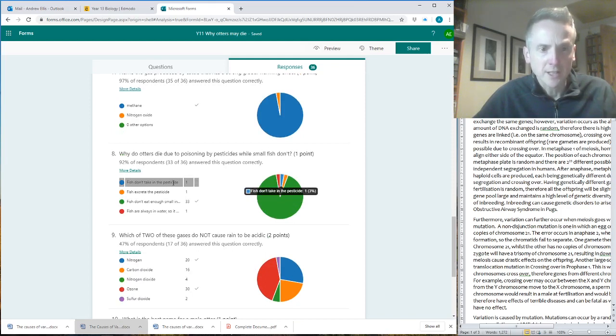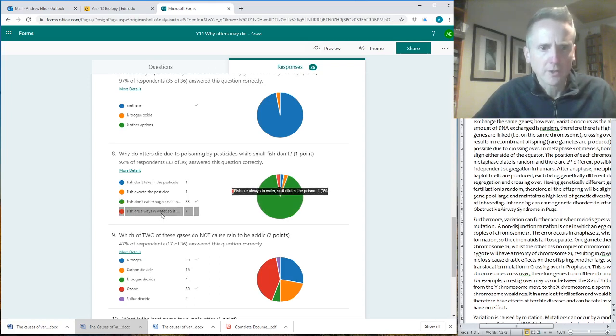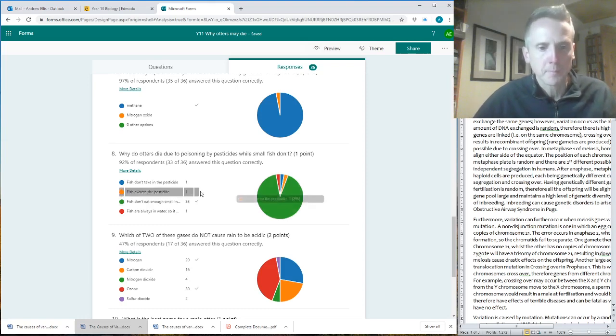Fish don't take in pesticides. Well, they do when they eat. Fish excrete the pesticide. No, it accumulates in living tissues. Fish don't eat enough of what they eat. Fish are always in water, so that's nonsense. They just don't eat enough to get enough of a dose of the pesticide, whereas otters eat many of the fish. Each one's got a certain dose of pesticide, and therefore it builds up.